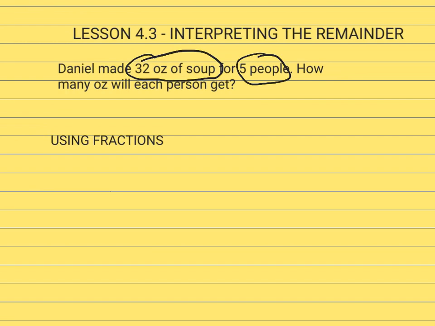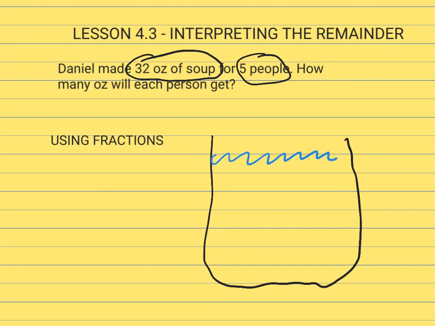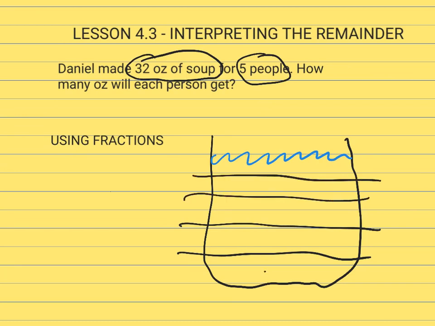Okay? So, let's set up my math problem. We need to find out how many ounces each person will get. And we can draw a picture to look at this. Here's my soup. I'm going to cut it into fifths. Let's see if I can get close here. There's 1, 2, 3, 4, 5. I know they're not equal, but that's my drawing. So that's 5.